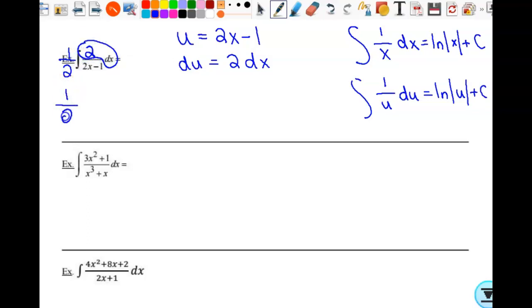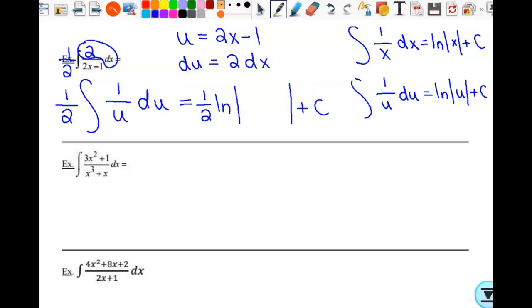So 1/2 integral 1 over u du. So now I have something that we can integrate. What is the antiderivative of 1 over u with respect to u? So 1/2 natural log absolute value, don't forget absolute value, of u plus c, and what was u? 2x minus 1. So I went ahead and made that u sub. Everybody okay?